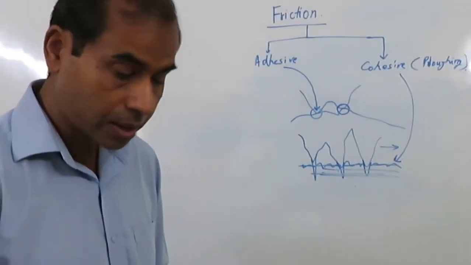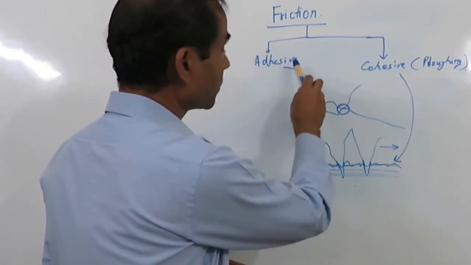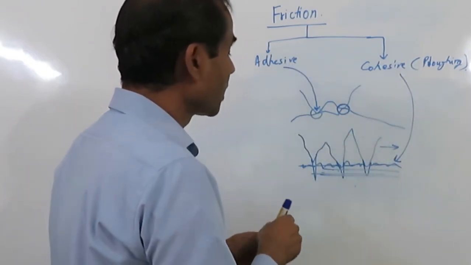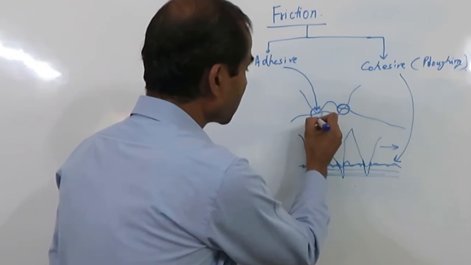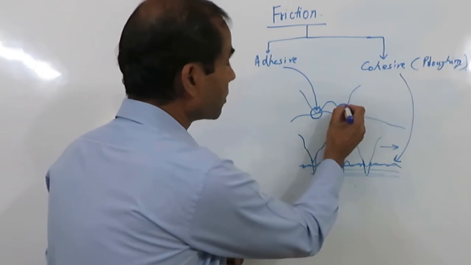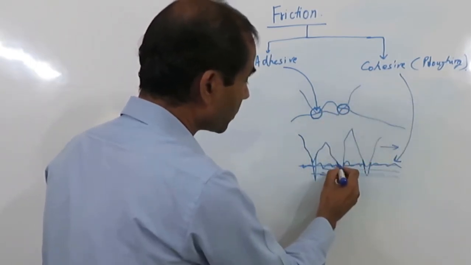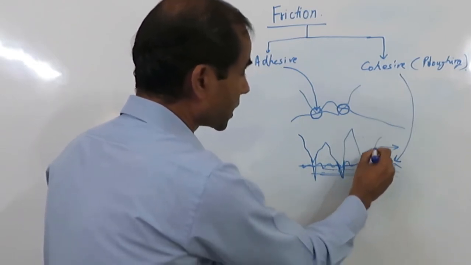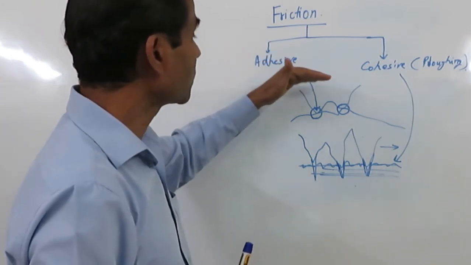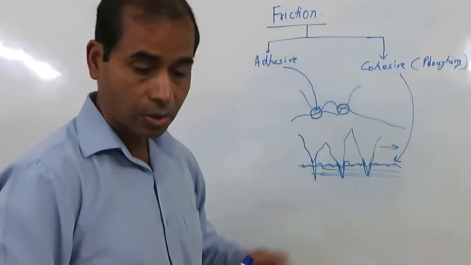So this is how we can understand friction has two components, the adhesive component and the cohesive component. The adhesive component is because of the actual area of contact, where the two surfaces come so close to each other that they attract each other. And the cohesive part comes because of the mechanical action, for example, scratching or plastic deformation. So this is known as the two-term model, and friction can be understood easily by this two-term model.